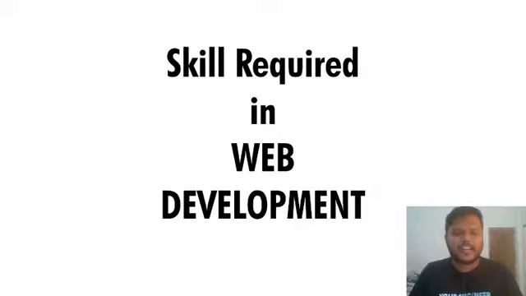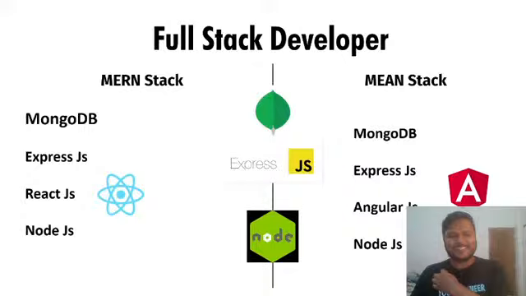Okay. Now the full stack developer. There are two kinds of full stack developer. That is the MEAN stack. Second is the MERN stack. What are these? MongoDB. Both. MongoDB means database. Express.js for our backend. Express.js is also a JavaScript framework that works on Node. Okay, Node server. Now React.js in the MERN stack, Angular in the MEAN stack, and then Node.js as a framework.